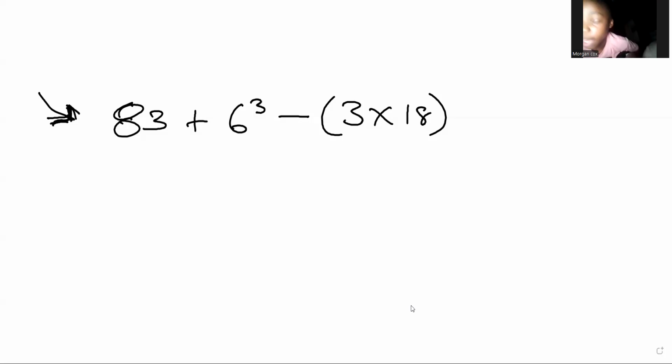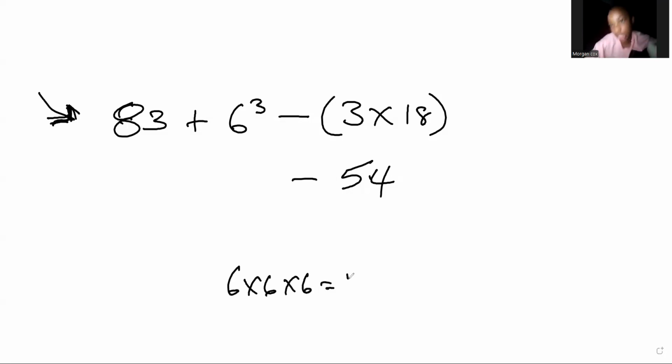Since 3 times 18 is in bracket, you would do that first, which is 54. Yes, that's 3 times 18. And then I would do 6 times 6 times 6, which is 216.